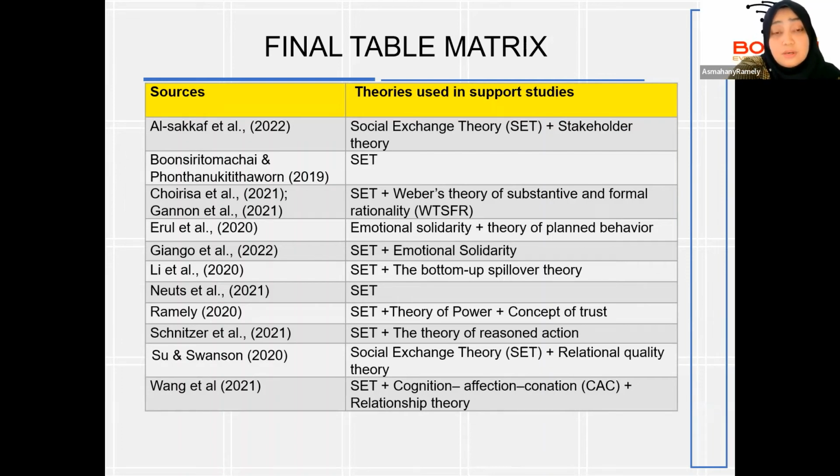Okay, so this justifies why we should come up with this final table matrix, because as you can see here from Arrow, they don't use social action theory, but they use theory of planned behavior. Okay, so this is another interesting point. Let's say you don't want to use social action theory, you want to use theory of planned behavior to measure resident support, and then you must put another reasoning.